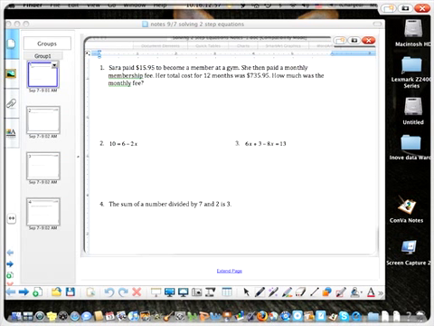Sarah paid $15.95 to become a member at a gym. She then paid a monthly membership fee. Her total cost for 12 months was $735.95. How much was the monthly fee? A lot of times we try to look for the equals part in an equation, and in this case it would be the $735.95. That'll be our equals, because that's the total amount that she paid.